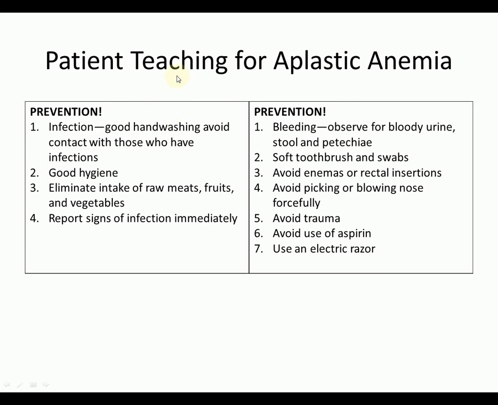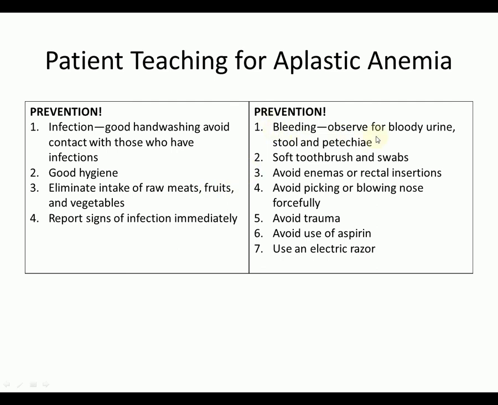Your patient teaching for your aplastic anemia is you want to teach them about infection prevention. Good hand washing, avoid contact with those who have infections, do good hygiene, eliminate their intake of raw meats or fruits and vegetables because they could carry bacteria and parasites. You want to report any signs and symptoms of infection immediately.